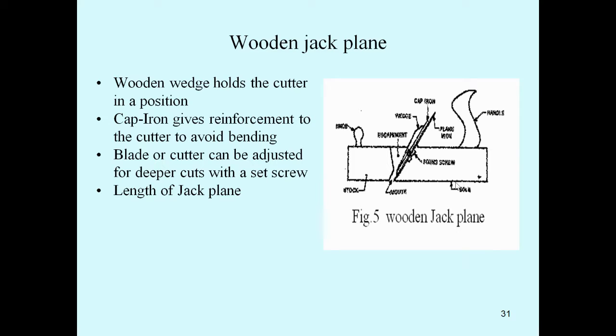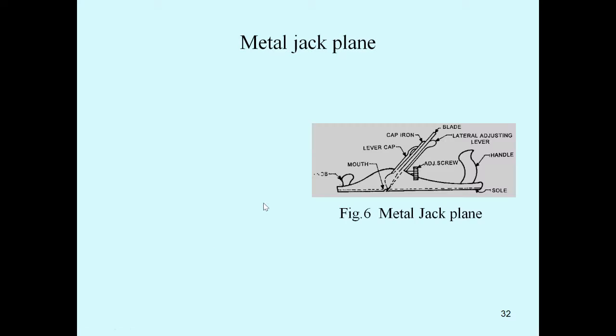Next, the length of the jack plane. We can see the length of the jack plane is about 350 mm to 425 mm. Next, the width of the blade. We can see the blade here, the iron cutter. The width of this blade is about 50 to 75 mm. And the next one is the metal jack plane. This will be the second type of jack plane. We can see the diagram here. It looks somewhat different.